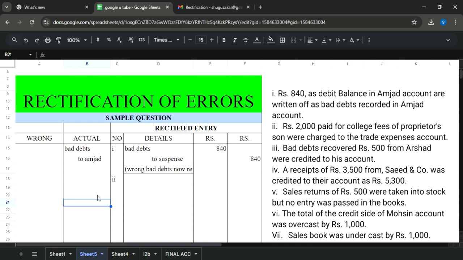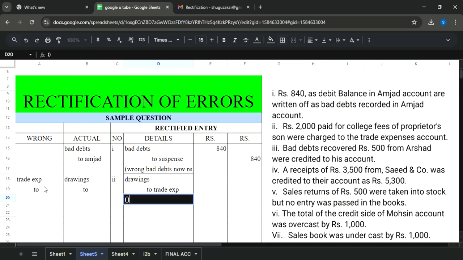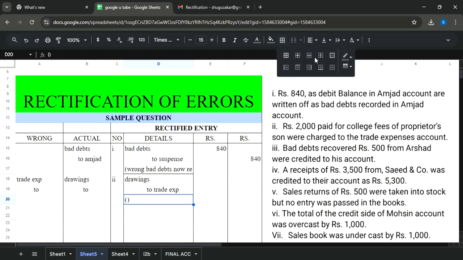Whenever an amount is drawn for personal expense of the proprietor, it would be treated as drawings. Next, it was charged to trade expense, so wrongly written as trade expense. This is our rough work. We are just trying to understand what was actually to be written and what has wrongly been written. Actually it was drawings, but wrongly written in trade expenses. So here you will write drawings to trade expenses. I am hopeful that you will write the narration by yourself. In this way, entry number two has been completed.